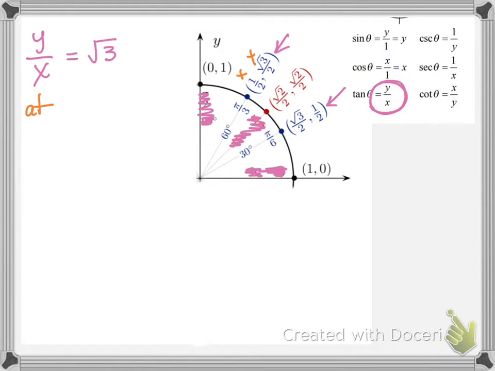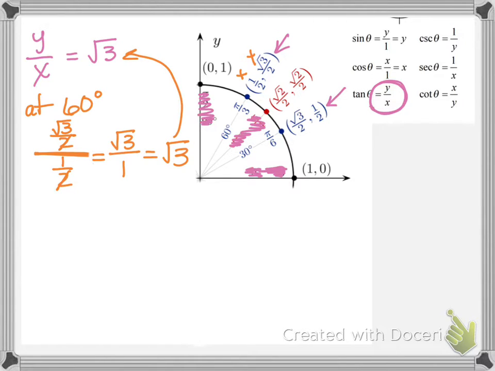So at 60 degrees, y over x would be, y is square root of 3 over 2 over my x, which is 1 over 2. And square root of 3 over 1 over 2, those 2's cancel, and I end up with square root of 3 over 1. And look at that. Square root of 3 over 1 is square root of 3. That's what I wanted, right? So I pretty much found my answer. There's my answer. I'm done.